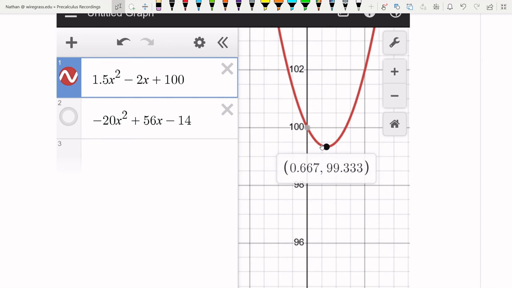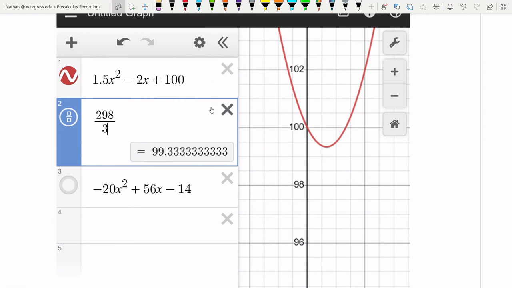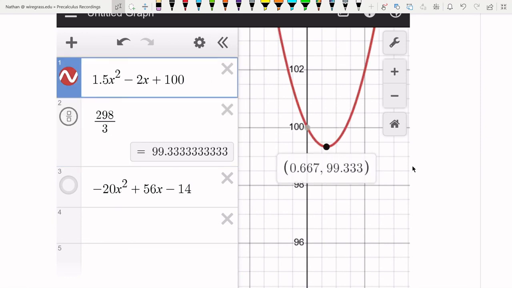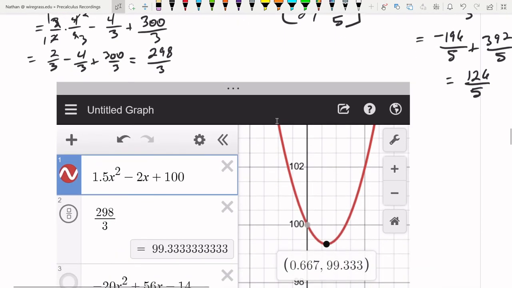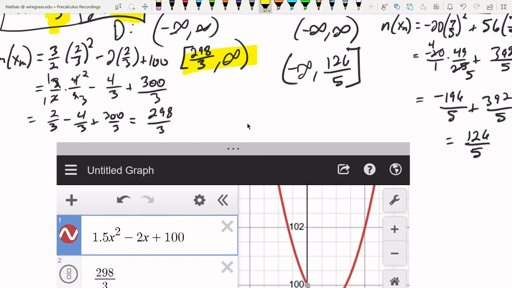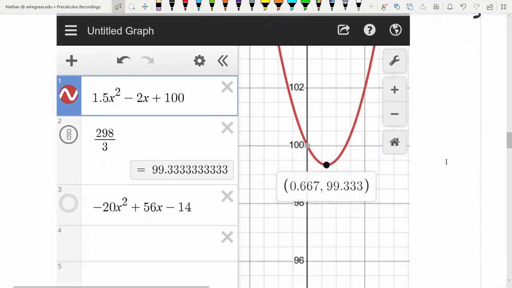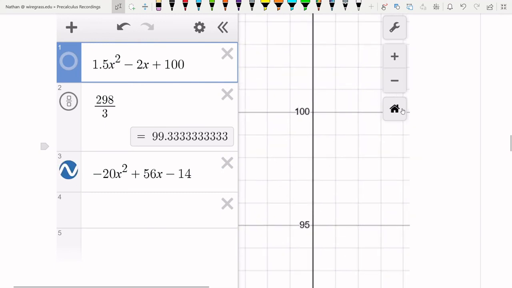So this vertex is at, let's see, that's going to be 2/3 for the x coordinate. And then 99.3 is going to be 99 and 1/3. That's the same thing as 298 over 3 is 99 and 0.3, which was what we found for the vertex. X did equal 2/3, and y was 298 over 3. And of course, the domain is, this is the minimum and everything upward because the end behavior is going up to the left and up to the right. So that's what I had there. So that's correct.